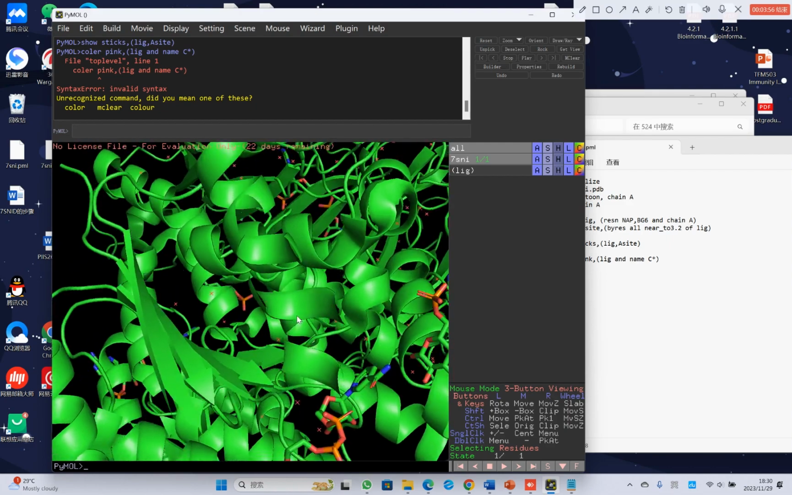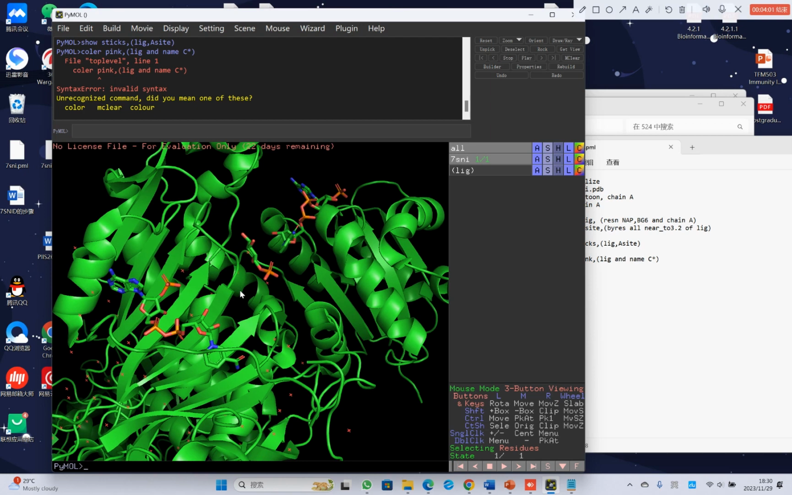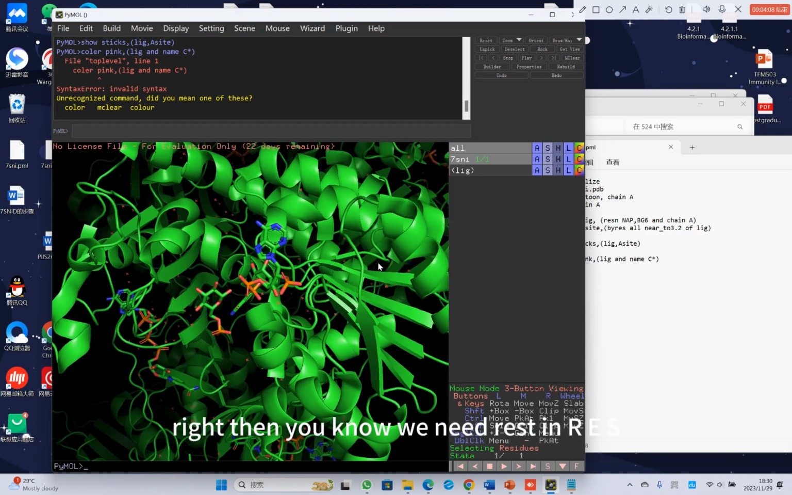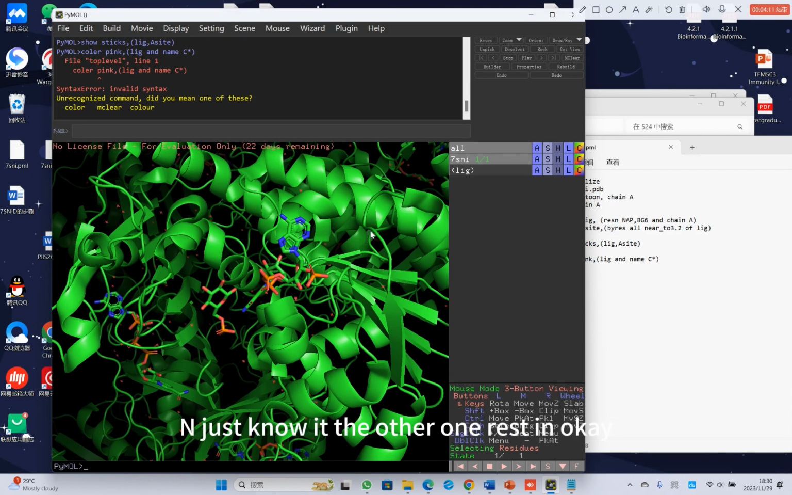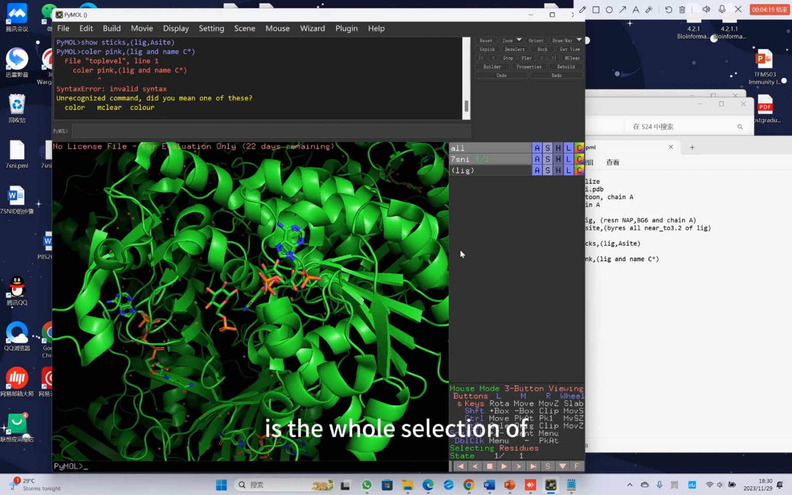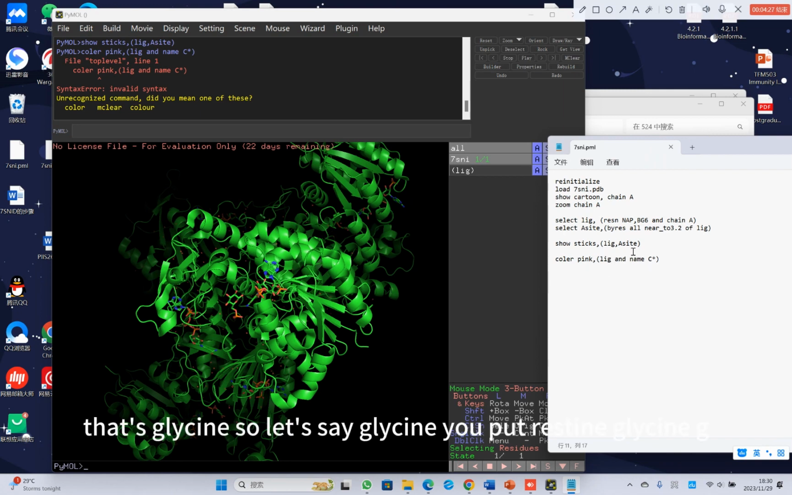Yes, if you are done, I will explain how the selection works. Okay, for selection, you know already chain. Chain A. Alright? Then you know already resn, residue name. Just now the other one, resn. So another way of that, resn means the whole selection of, let's say, one residue. Glycine. Everyone likes glycine. So let's say glycine. You put resn GLY, you will select all the atoms inside.